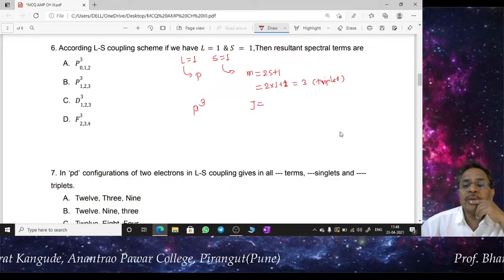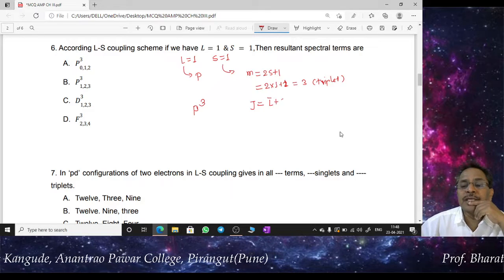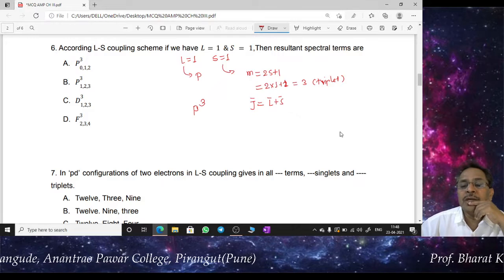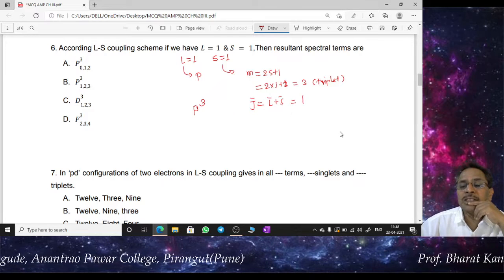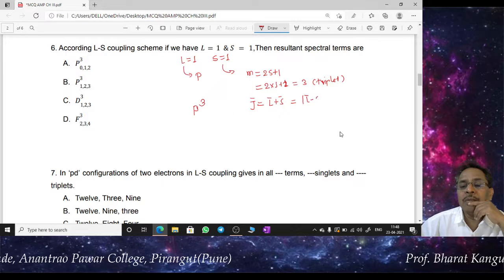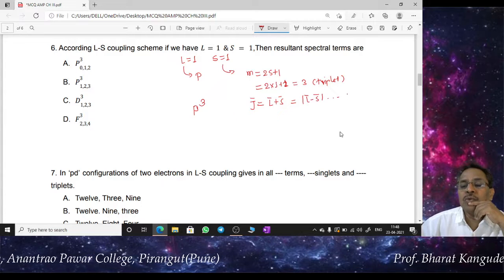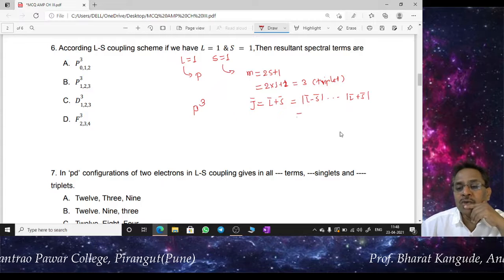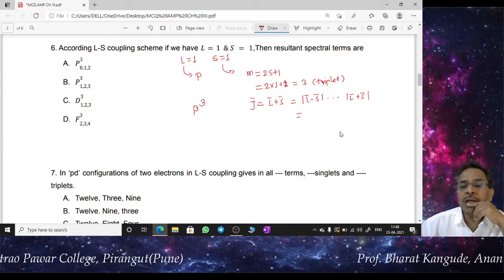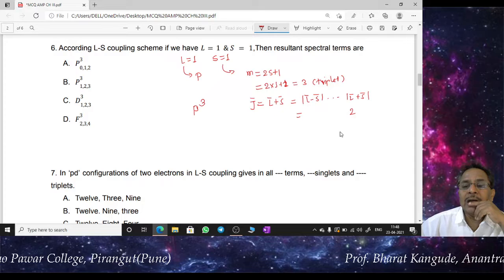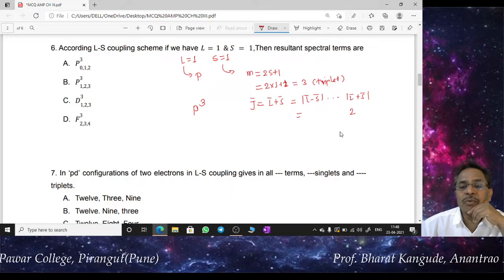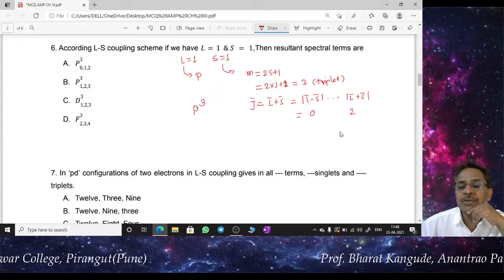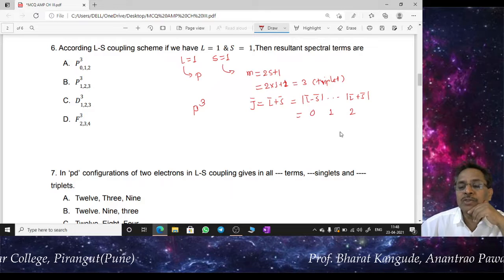J is given to be the addition of L bar plus S bar. This is a vector addition. Here also the addition is given to be from maximum to minimum, so it is L bar minus S bar up to L bar plus S bar, vector addition. So the addition of 1 and 1 is maximum 2, and the subtraction of 1 and 1 is similarly 0, and in between the value possible is 1.